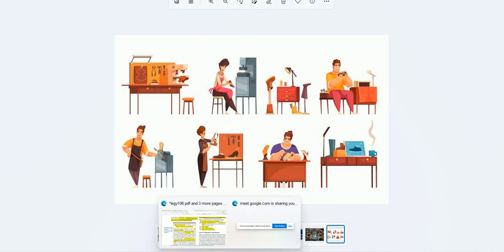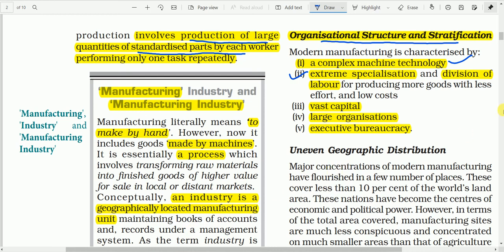Next, so we have vast capital, a huge amount of money is required for the input process and the output. To buy the raw material for manufacturing, to buy the machines for establishments, all this requires a huge amount of capital.